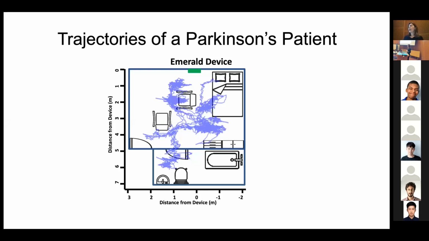So what you see here is a deployment of our device with one of the Parkinson's patients. This green box here at the top is the Emerald device. And this patient happens to live in an assisted living community, so this is his unit. And this blue curve that you see is 2 hours of trajectory of his movements. So what you see is that he's moving between the bed, the chair, and the bathroom. This area is a kitchen area. So we take all of these trajectories and try to understand his life.